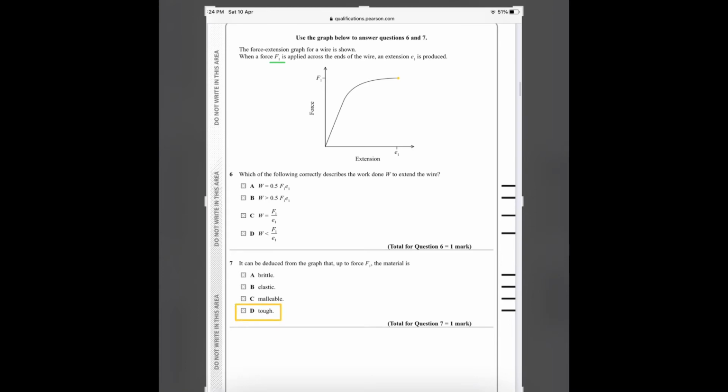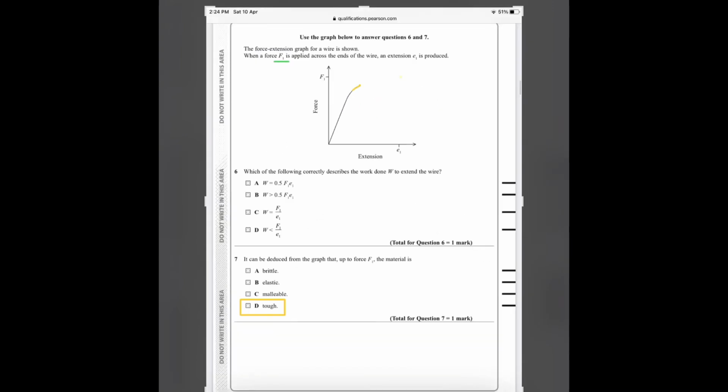It is not brittle, because if it was brittle, the graph would have ended somewhere before, like this. The graph would have ended before F1. So brittle is not the answer.